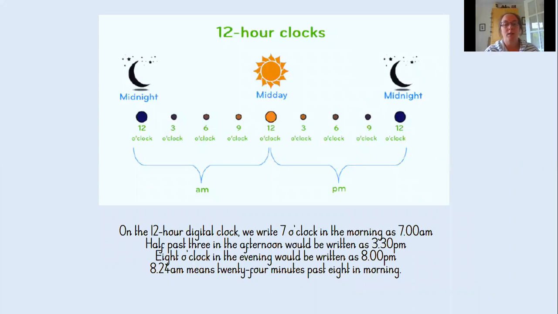So our other type of telling the time is using a 12-hour or a 24-hour clock. Very often they look digital these days. So on our 12-hour clock, we can see we've got midnight, midday, and midnight again. So midnight is 12 o'clock at night, and midday is 12 o'clock during the day. And we split our day on a 12-hour clock into AM and PM. So on a 12-hour digital clock, we would write 7 o'clock in the morning as 7 AM. 3:30 in the afternoon would be written as 3:30 PM. 8 o'clock in the evening would be written as 8 PM. And if I was reading a 12-hour digital time and it said 8:24 AM, that would mean it was 24 minutes past 8 in the morning.